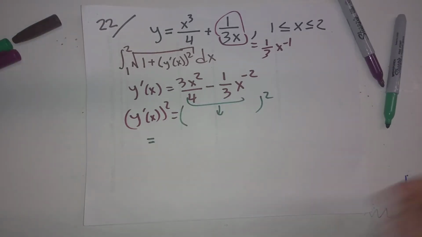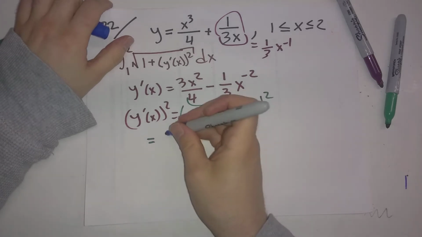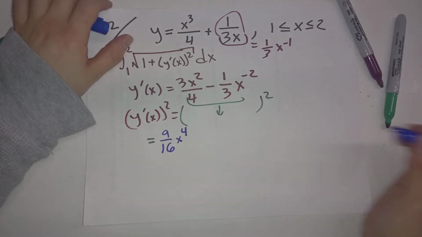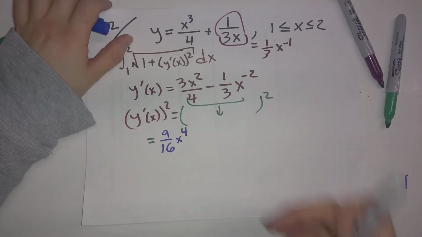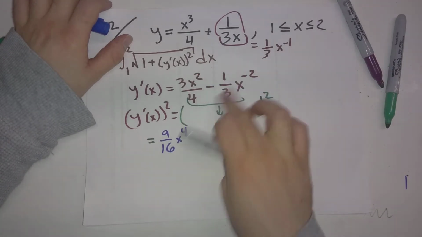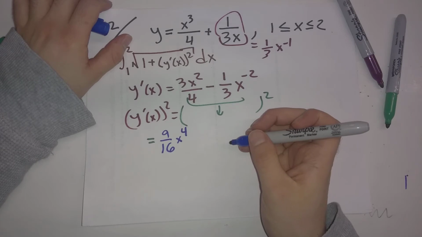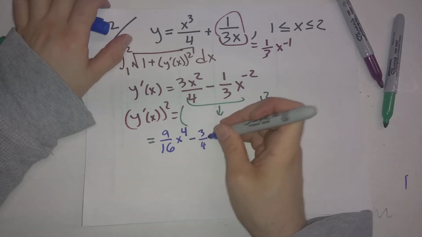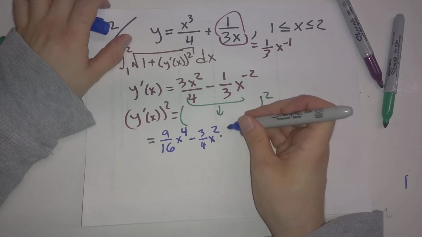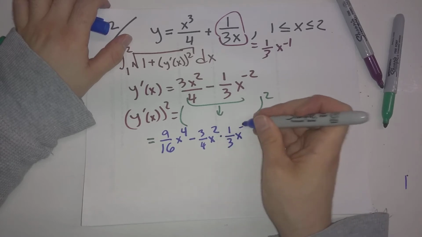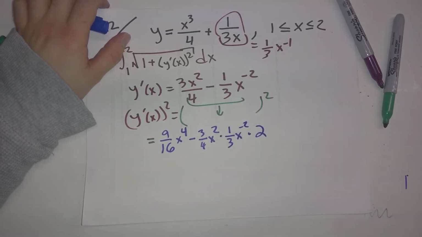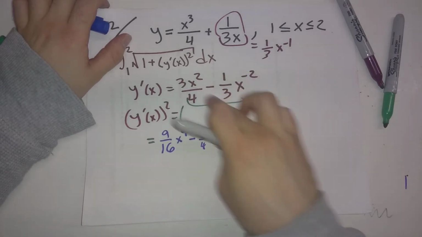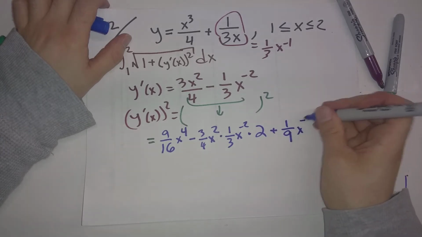And this crunches out as 9 over 16 x to the 4th. So that's this term squared. And I multiply the two terms together and then multiply it by 2. So minus 3/4 x squared times 1/3 x to the minus 2 times 2, because there will be 2 of those cross terms, plus 1/9, I'm squaring this term now, x to the minus 4th.